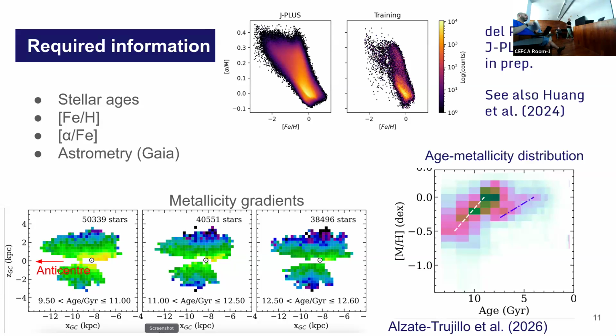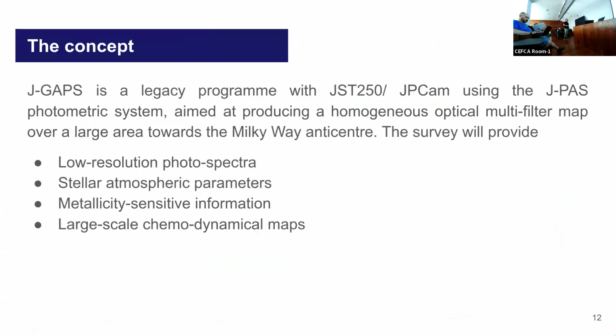And in my work, Alzate and collaborators, we also found that in synergy with Gaia we can perform isochrone fitting and recover star formation history from the J-PLUS photometry. We also show that we can make maps of chemical abundances and find metallicity gradients. This big hole you see here is the gap where J-PLUS lacks observations. So it will be very interesting to observe this region to complement or extend this analysis.